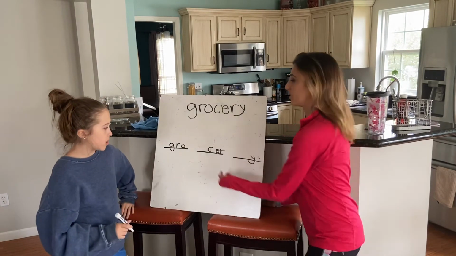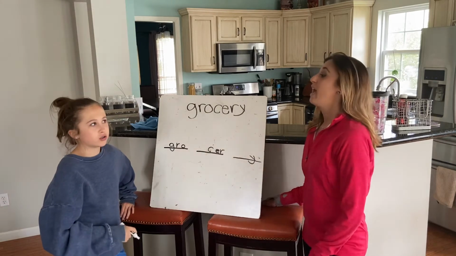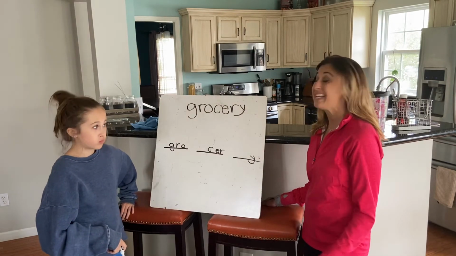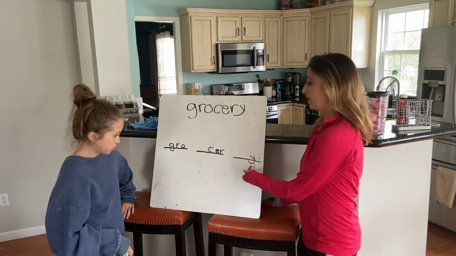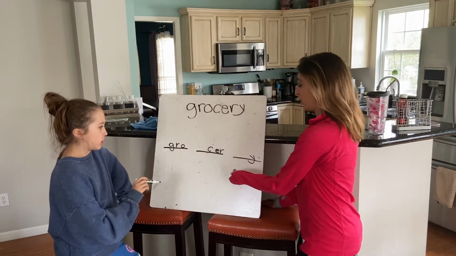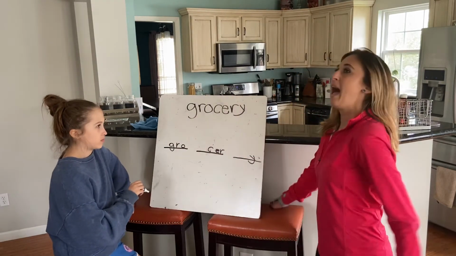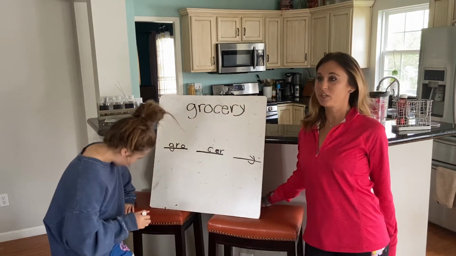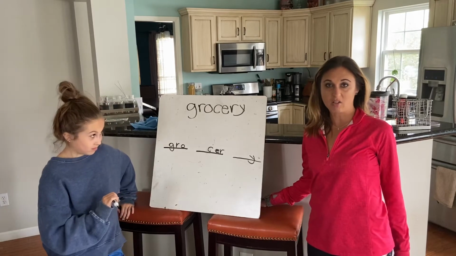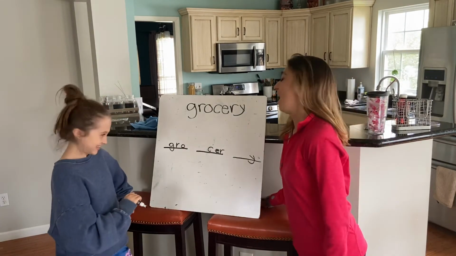So let's decode this whole syllable. Sir. And then like our Y. Sir. And then the Y at the end sounds like an E. That's always going to be the case. So we have grocery. Grocery. I have not been to the grocery store in a long time. Because of Corona. Because of, unless I wear a mask.